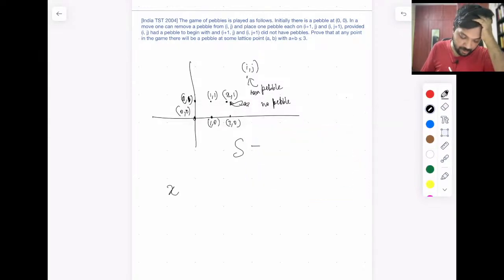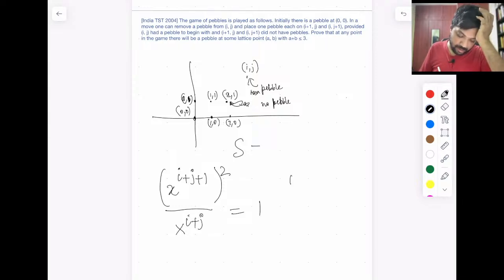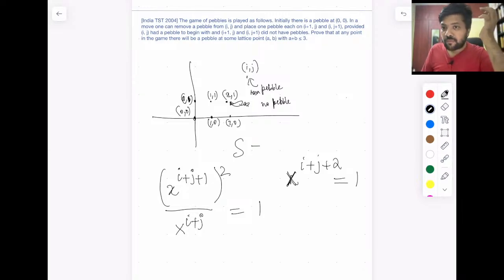So let's see, x power i plus j plus 1, squared, divided by x power i plus j is 1. Will that help? x power 2i plus j, 2i plus 2j plus 2 is equal to 1. Yeah, it won't work in general, that's true.